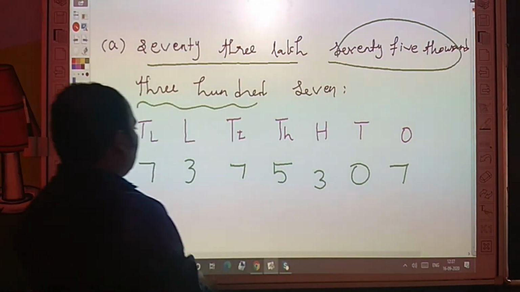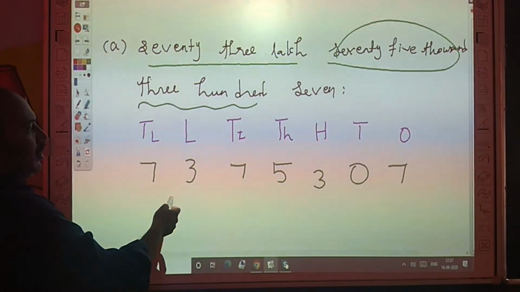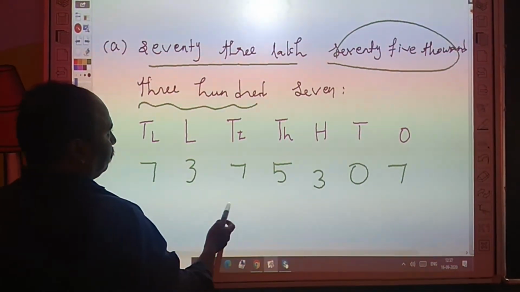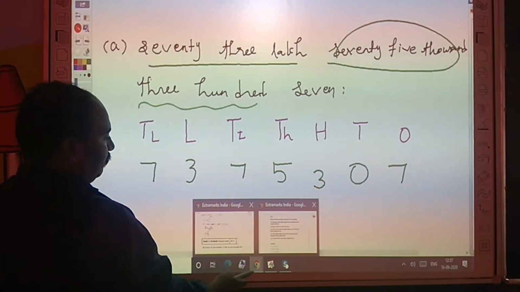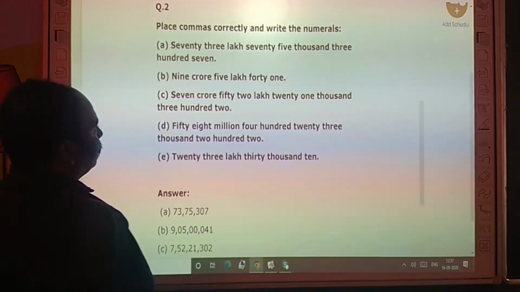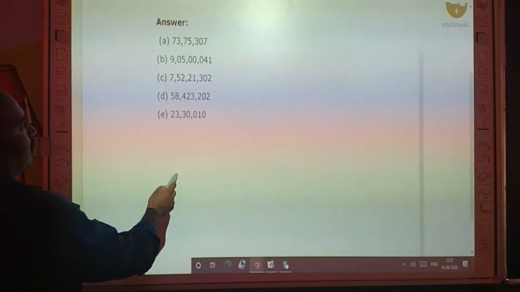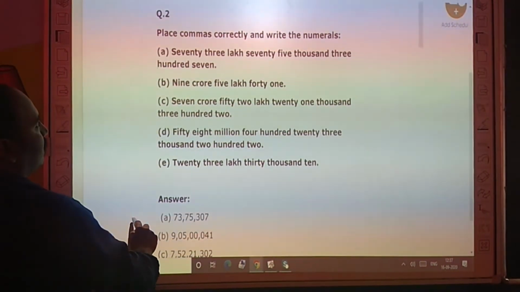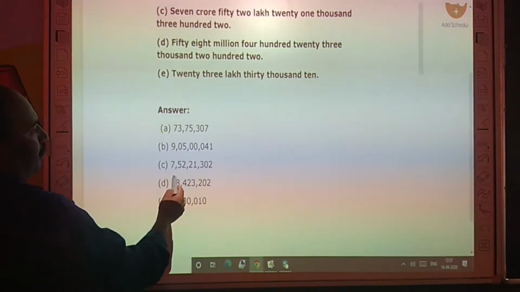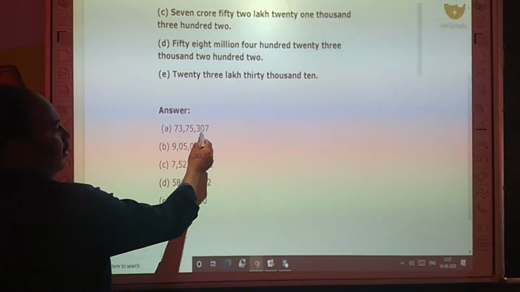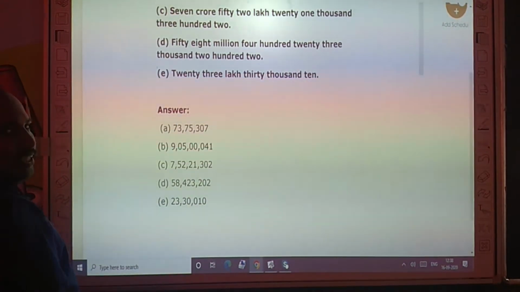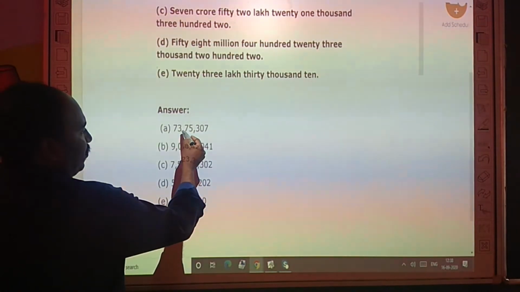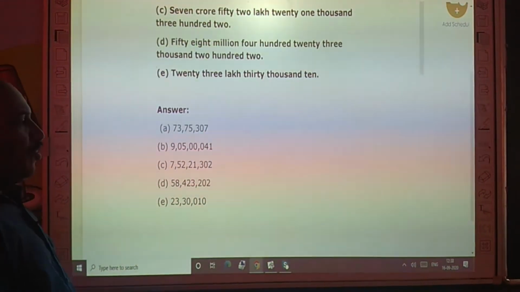So our answer is 73 lakhs 75,307. First we use the comma at the hundreds place, so 307. The next comma, the second comma, is used at the 10,000 place, so 75,000. So we put the comma before the 75,000.